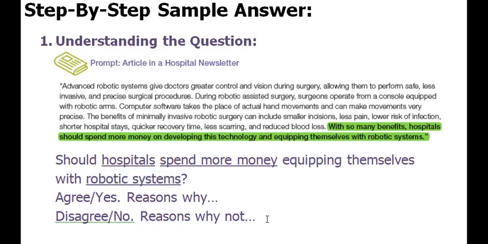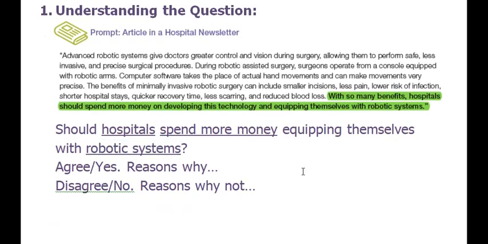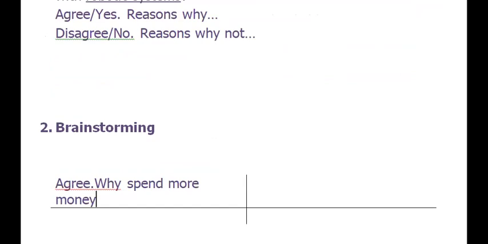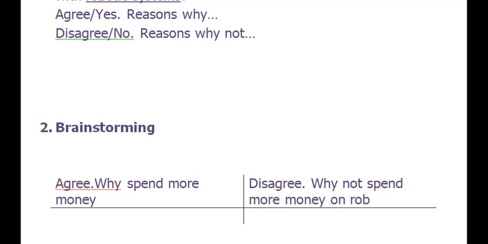And then say, why shouldn't they spend more money on equipping themselves? So if you are going to the brainstorming part of your response, on the one side, you will say, agree, why spend more money? And for the disagree, you say, why not spend more money on robotics? And try to think of synonyms for spend money, robotics, because you're going to use this over and over again through your response. So we're going to think of that together as well.